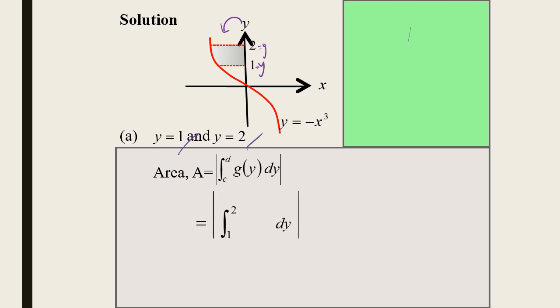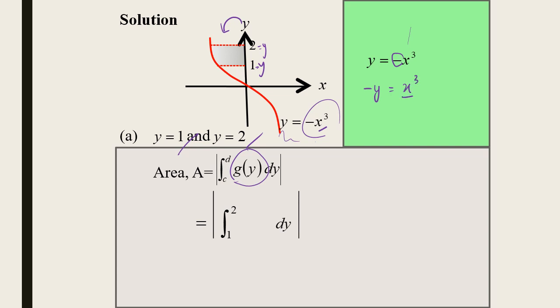But what is g of y? What is our function? The function should be in terms of y, but what we have is y in terms of x. So we need to rearrange this function. What is function g in terms of y? Let x be the subject. We have y equal to negative x cubed. Then how to get x as the subject? First, we bring the negative to the left side, so negative y equal to x cubed.